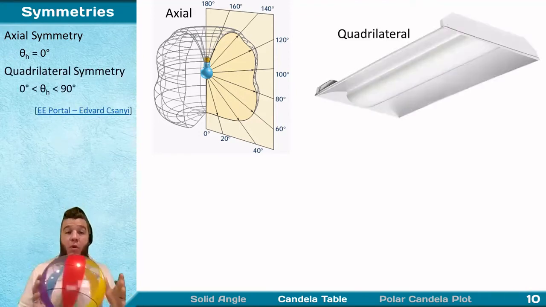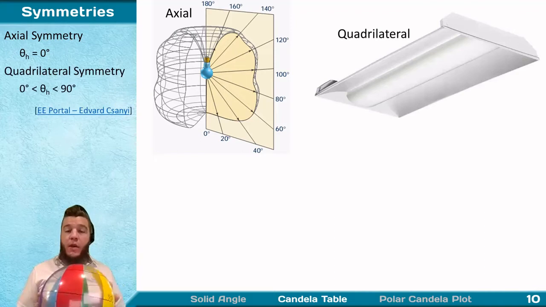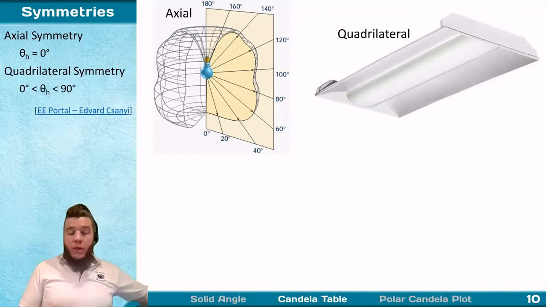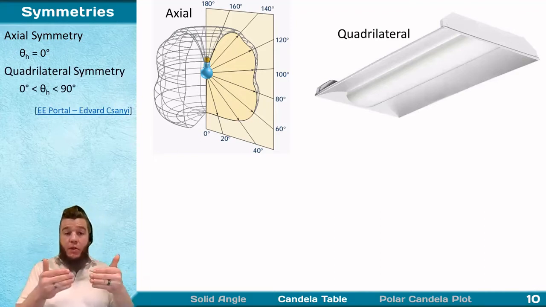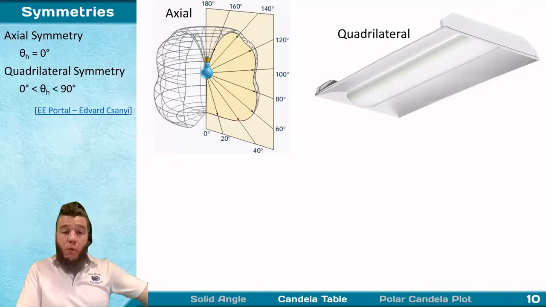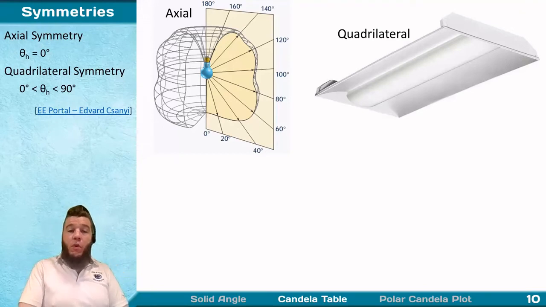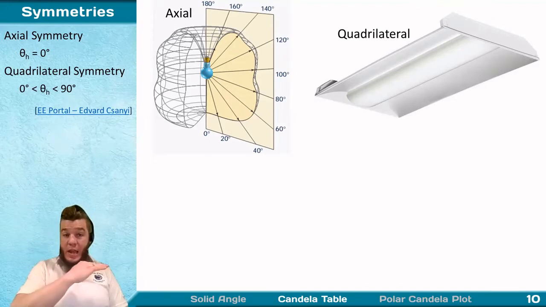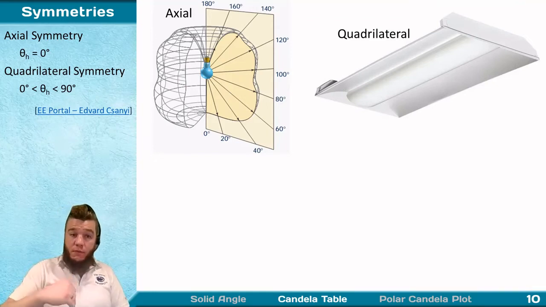Moving on, we have quadrilateral symmetry. So this is where you can rotate it 90 degrees or 180 or 270, and you're going to have symmetries in all 4 quadrants. So you only need to define a single sweep from 0 to 90, because each other sweep of 90 degrees will be identical to the first.